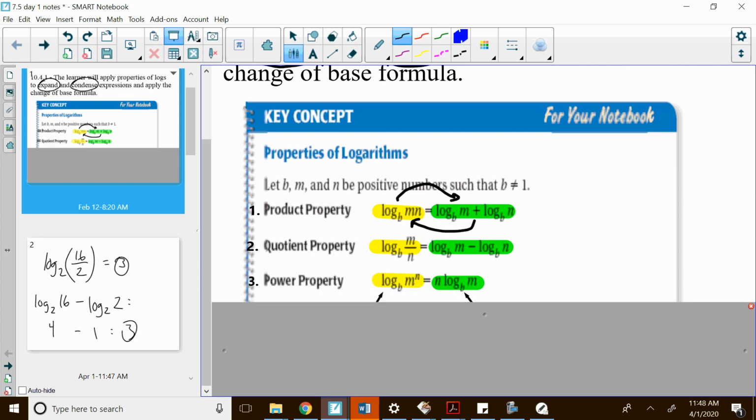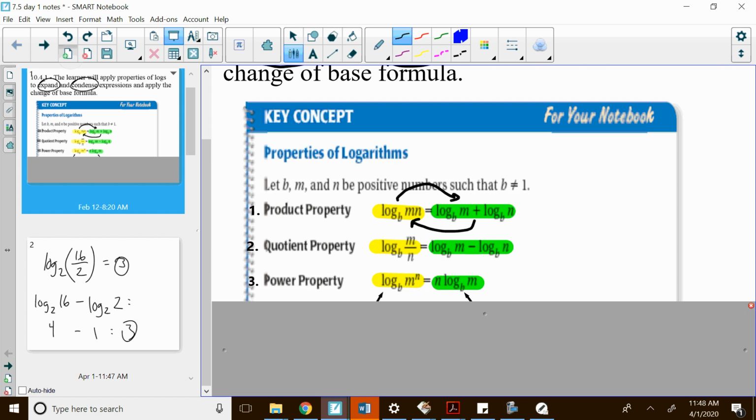Okay, and then the last thing is called the power property. This is different. This doesn't involve two terms or two things we're multiplying or dividing, but rather when we take something to a power. It turns out that the log base b of m raised to the n power is the same thing as n times the log base b of m. All right, pause your video, make sure you have that written down. I want to show you how that works as well.